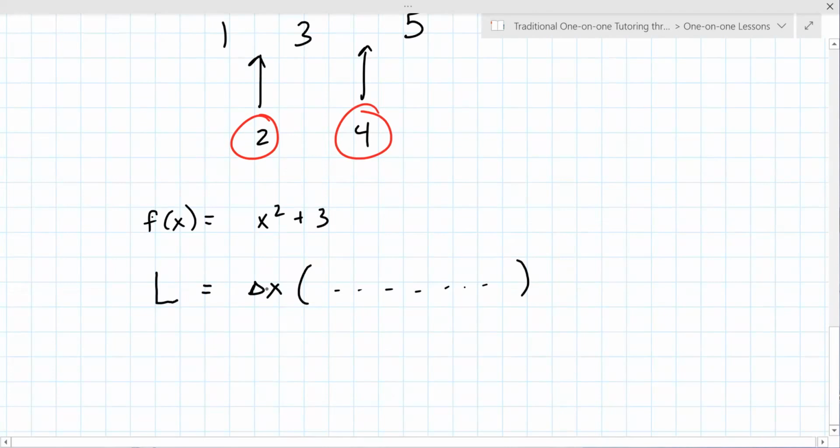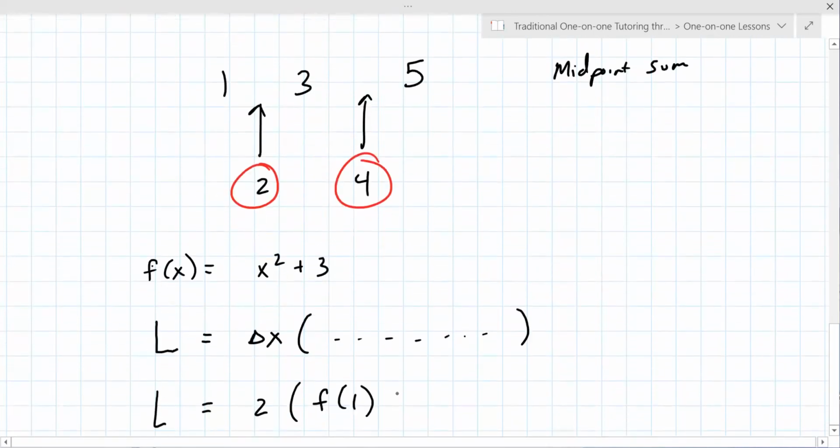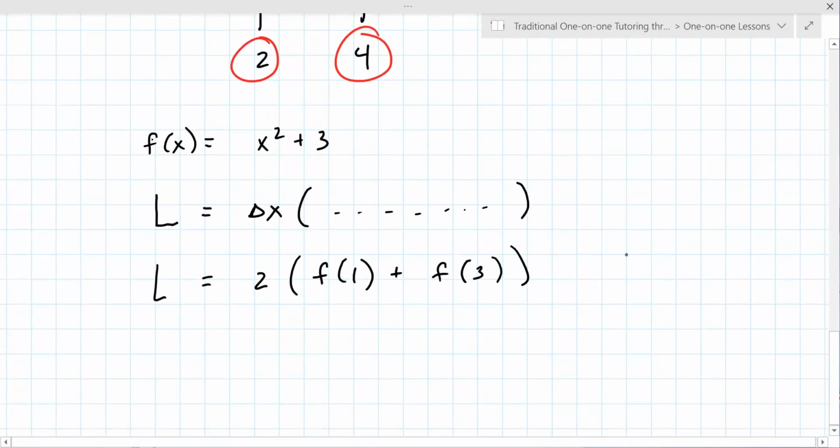I don't think so. Okay. Well, we're gonna kind of cut through that. So the formula that I like is you definitely want delta x, which in this case is 2, and then you evaluate the leftmost endpoint. So the leftmost endpoint was 1, plus the second endpoint, which is 3. Okay. Again, this is for the left sum, L. Oh, okay. We're doing left. Okay.